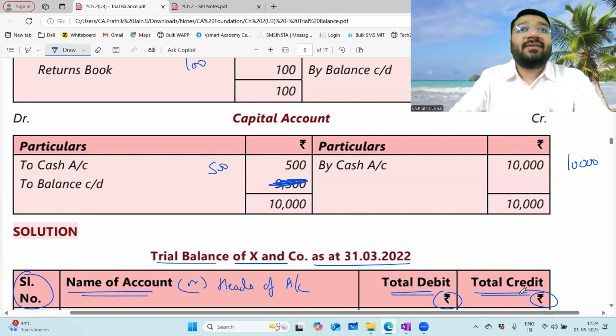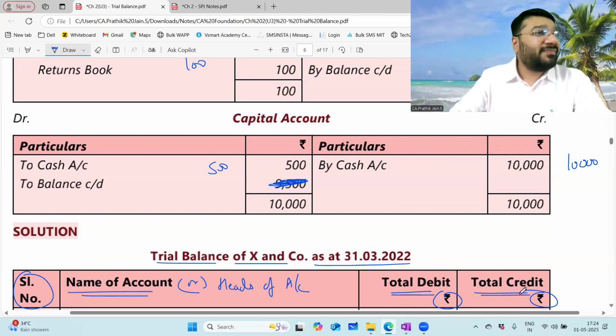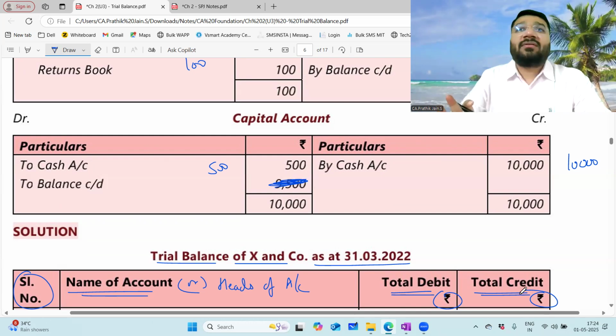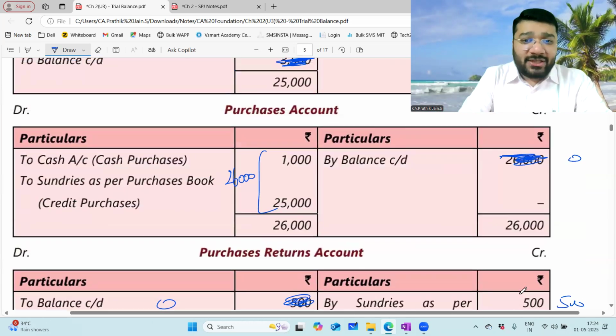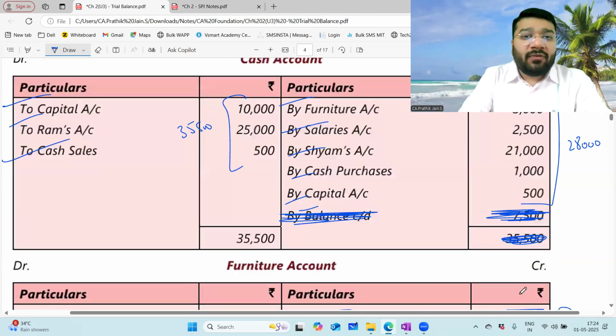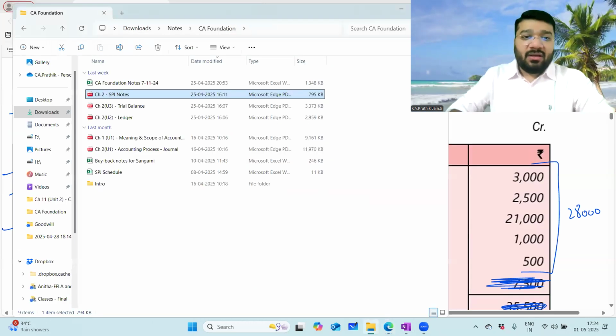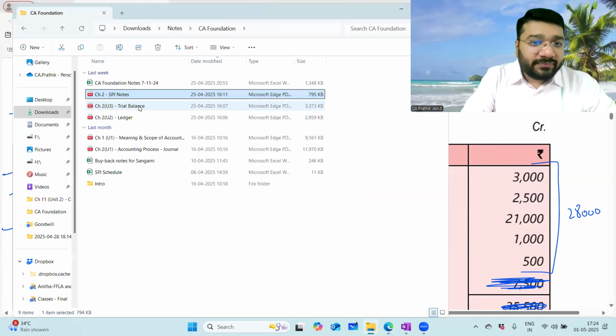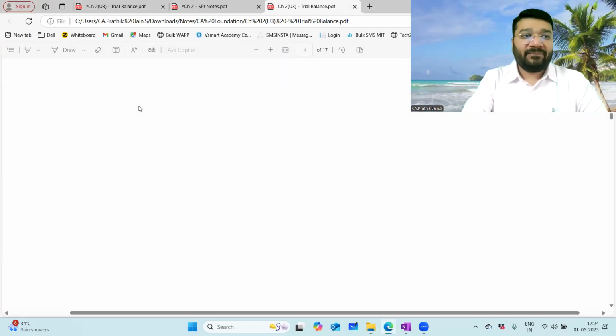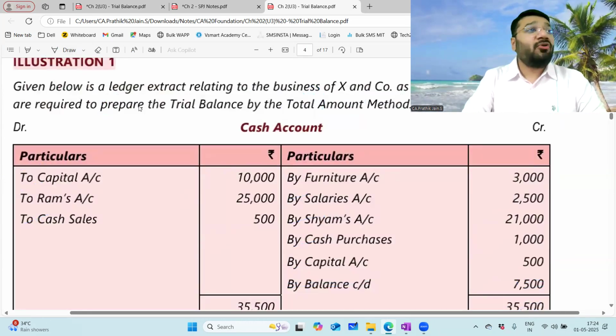Okay. Any problem? Over. Now, which is the first ledger? Cash ledger. Now, what is the total of cash here? I'll open one more PDF so that I don't have to go up and down.